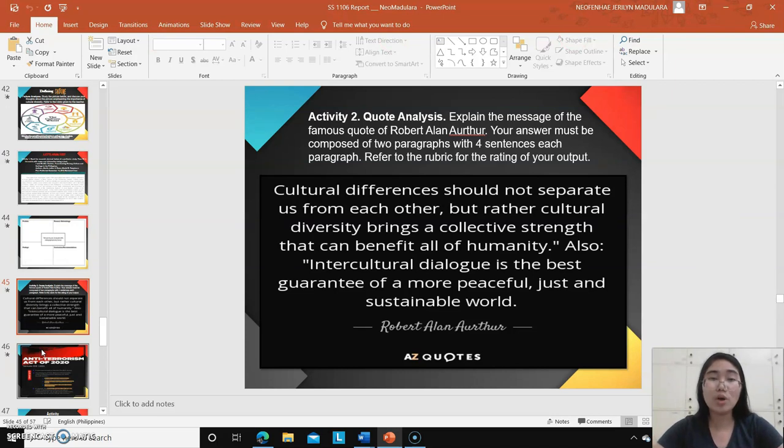Also, we could have quote analysis in teaching social studies. So, you could give a famous quote related to the specific topic, then eventually they will analyze what the topic is all about. So in this case, explain the message of the famous quote of Robert Allen Arthur. Your answer must be composed of 2 paragraphs with 4 sentences each paragraph. And of course, how are we going to rate? To have a fair rating in the output, we need to use a rubric or criteria in rating.